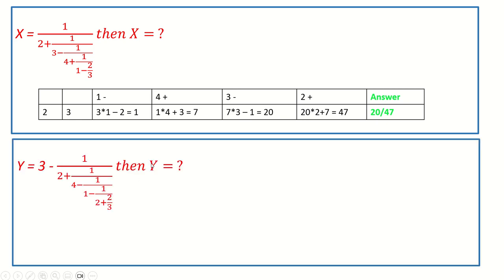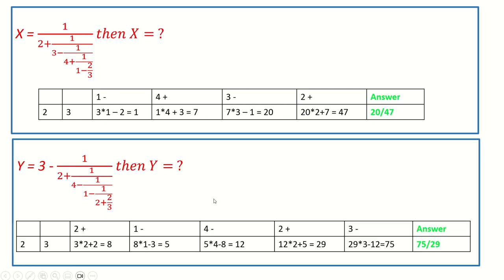Let's solve one more. This is a 3 minus fraction. Let's see how to do this. We have 2 by 3. So 2, 3 I wrote, and then 2 plus, 1 minus, 4 minus, 2 plus, 3 minus. Now you solve it the same way.